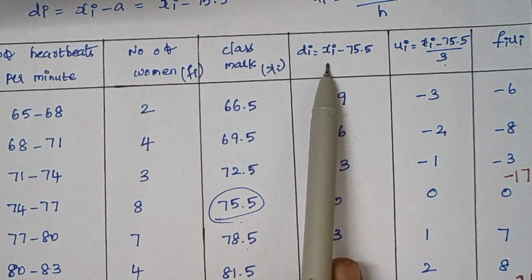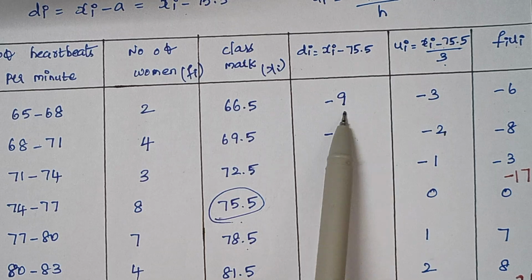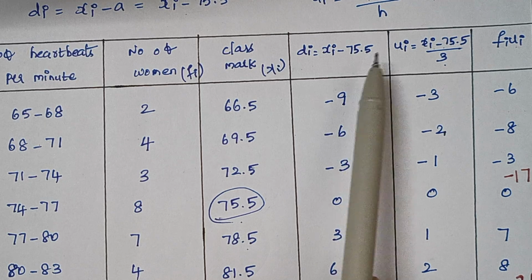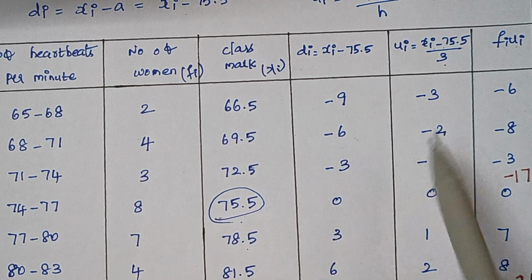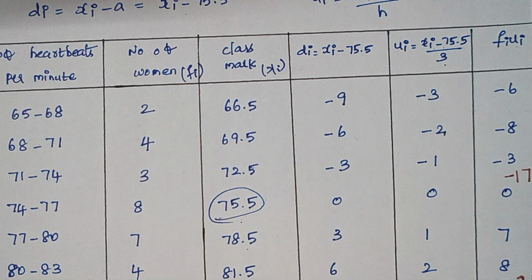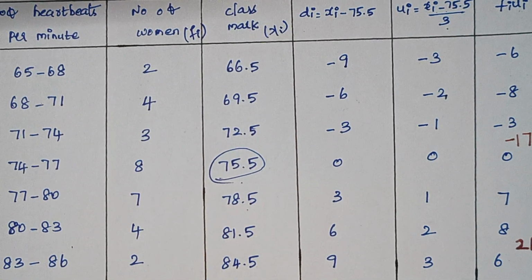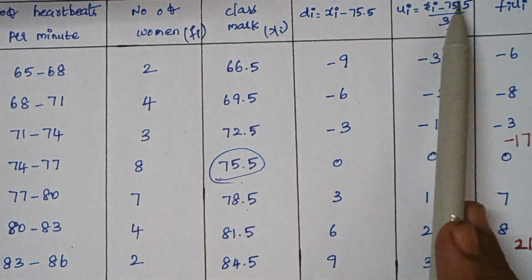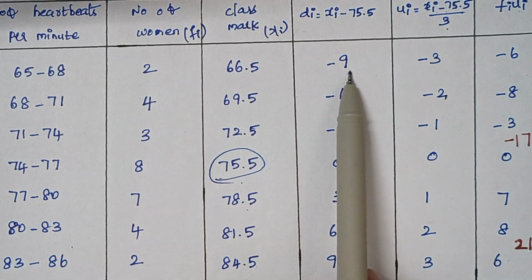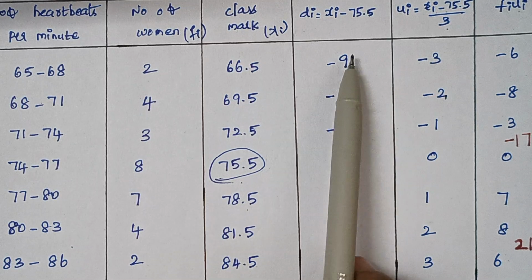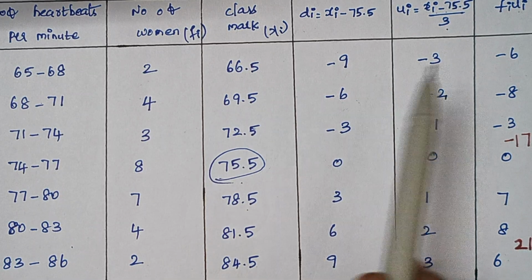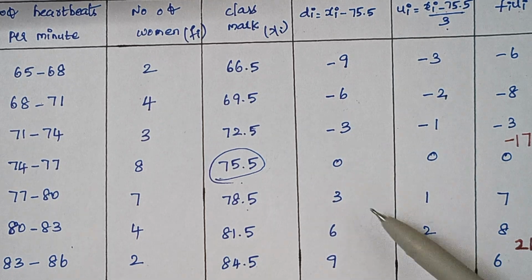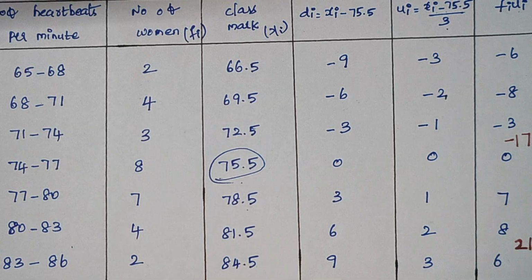So 66.5 minus 75.5 gives you minus 9. Similarly, 69.5 minus 75.5 gives you minus 6. Likewise, you just fill this column and sort out the values of di. The next thing is ui, which is nothing but di by h. This is your di and the value of h is 3. So minus 9 by 3 gives you minus 3. Minus 6 by 3, minus 2. Minus 3 by 3, minus 1. Similarly, for 3, 6, 9, we get the positive values.